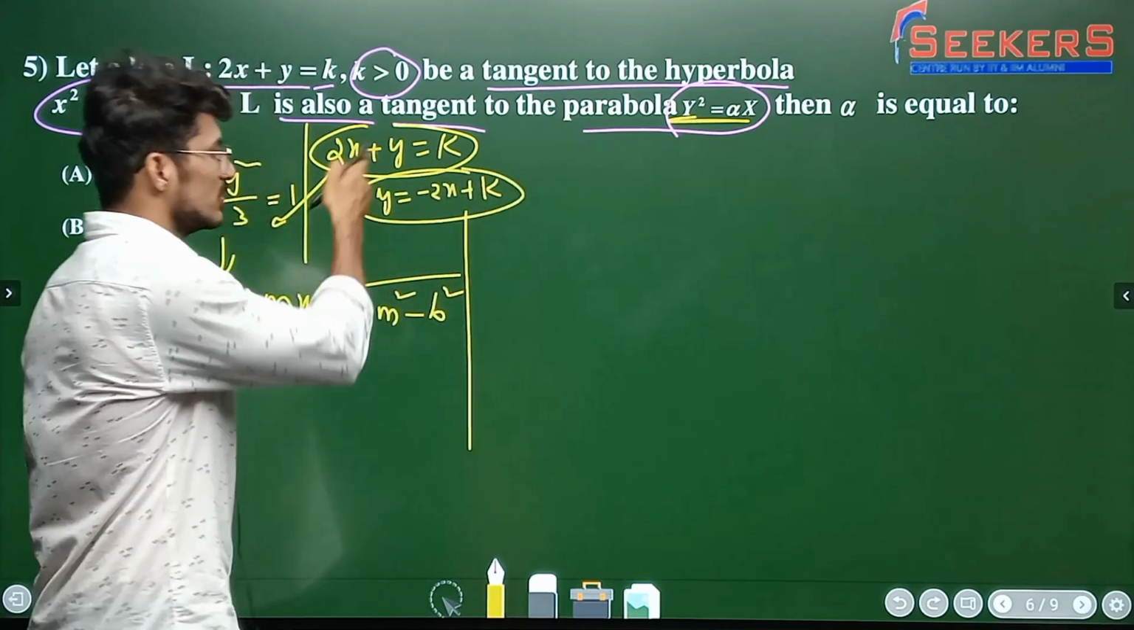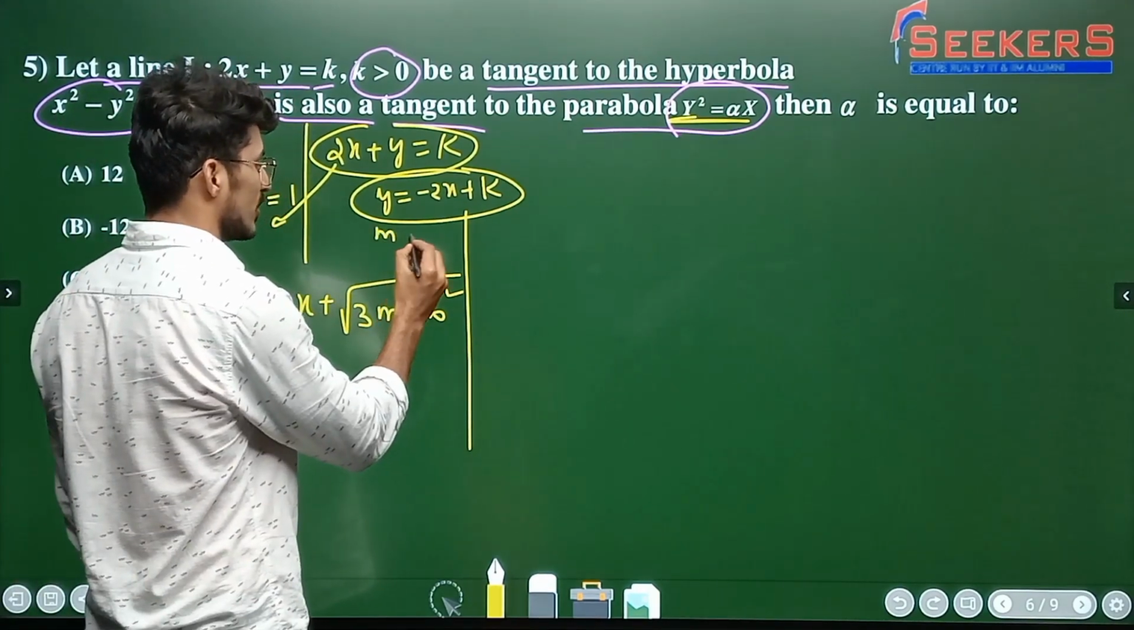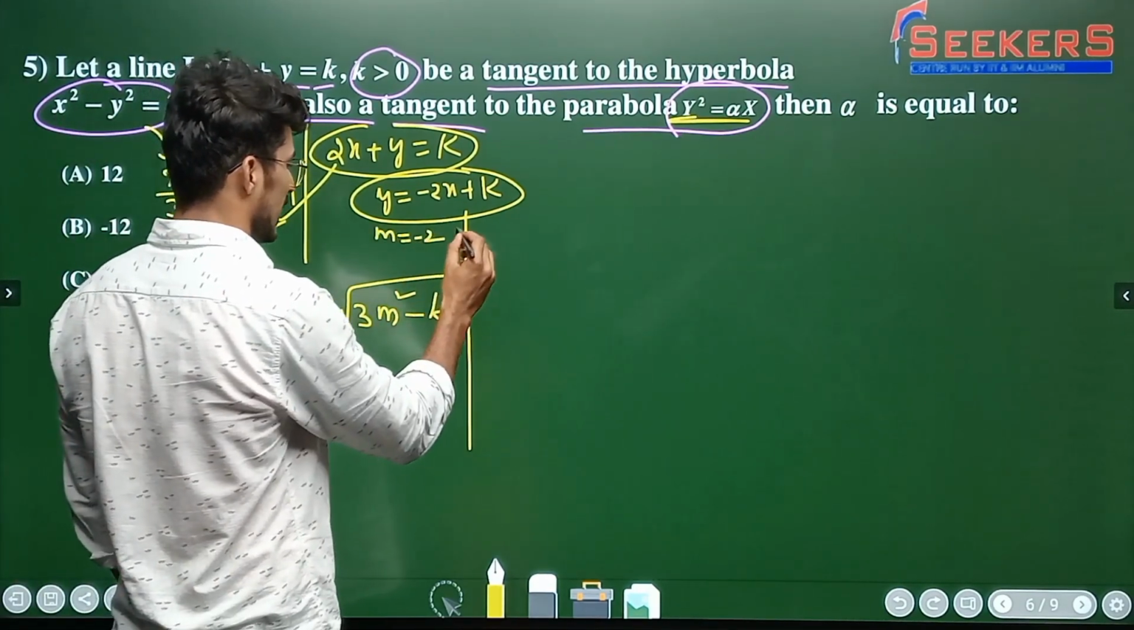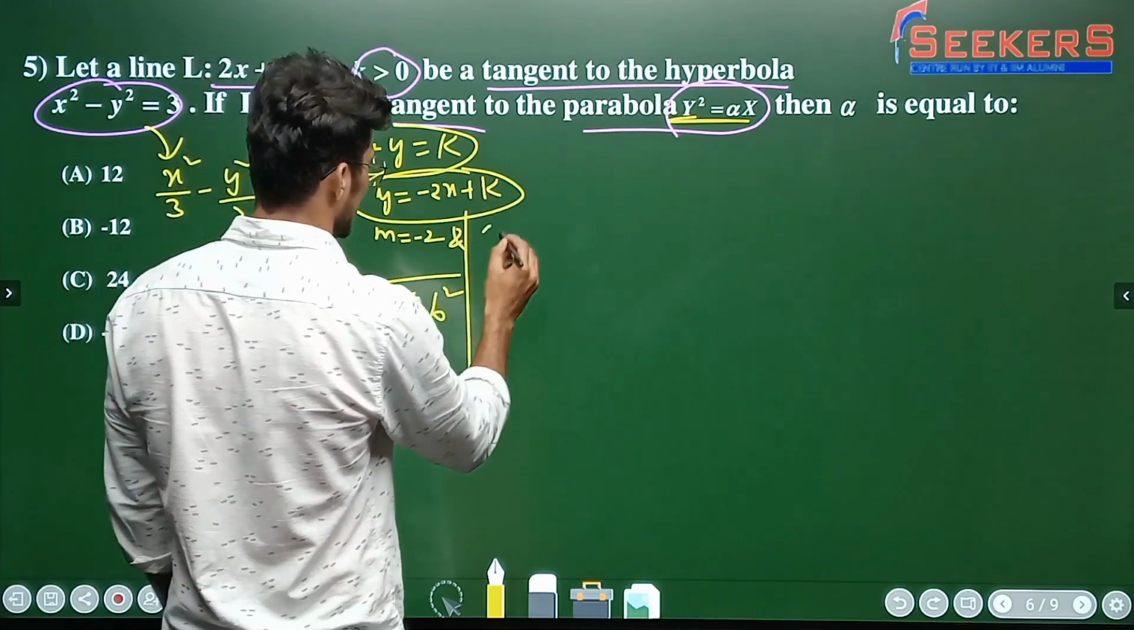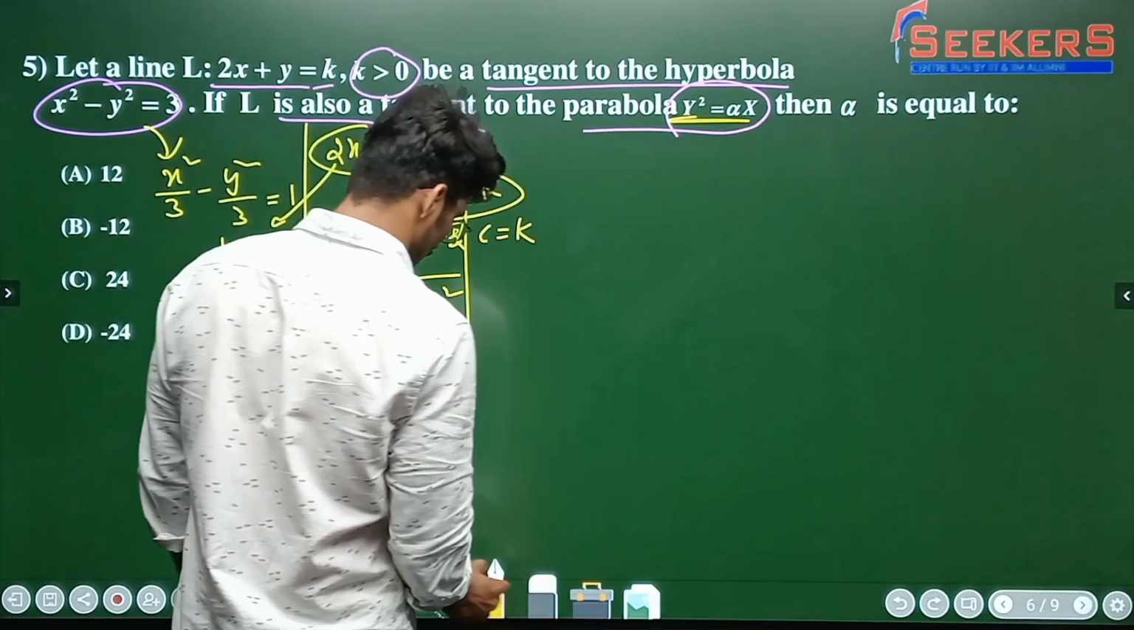Can I write it like this? This equation I am writing like this so that I will get the m value here. The m value is minus 2, and what is this constant c value? It is k here. The c value is k. Alright, so here we will do one thing now.